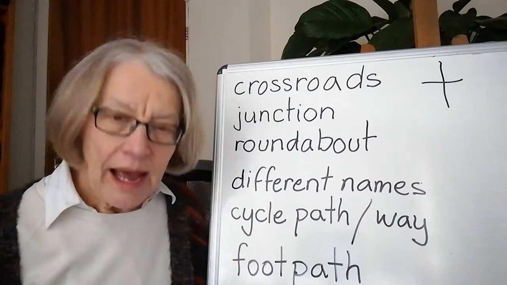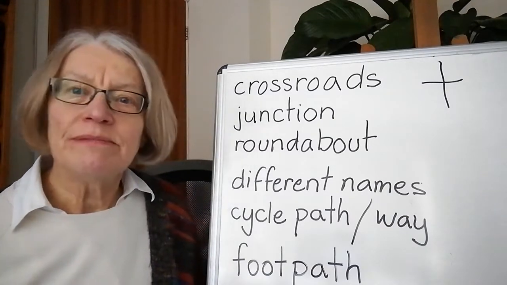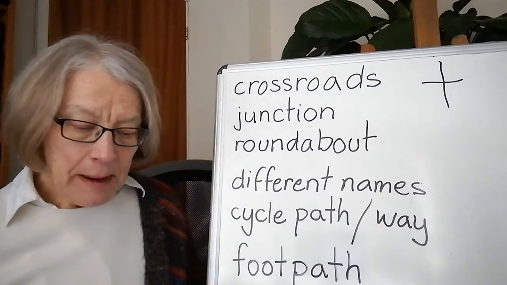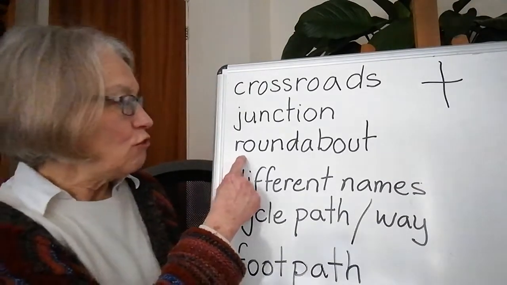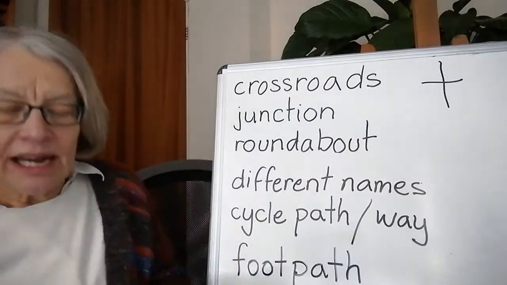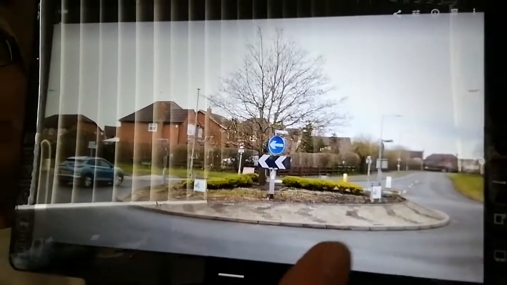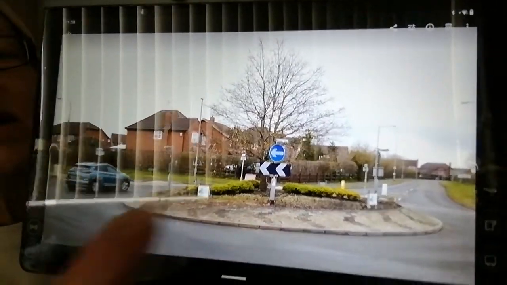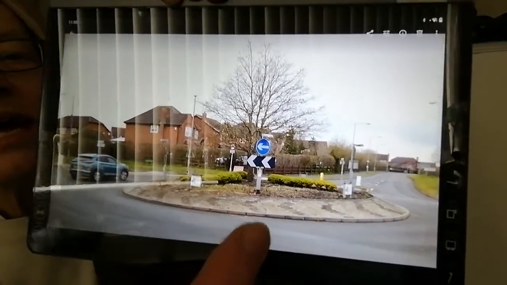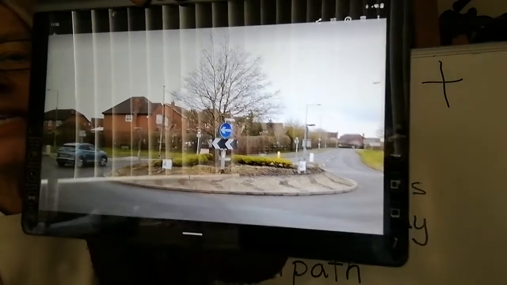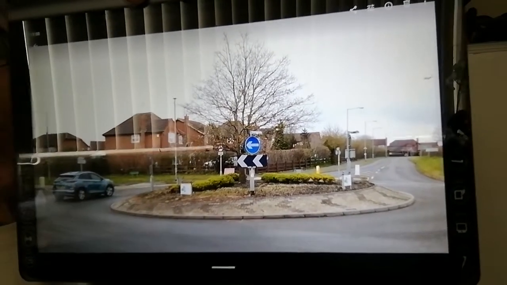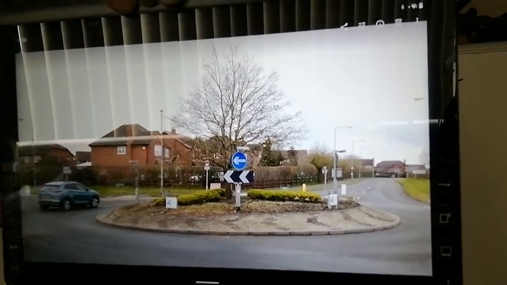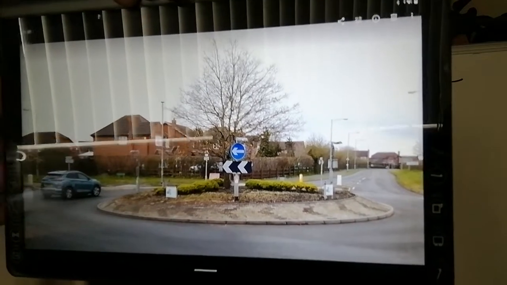Now, another kind of junction can be a roundabout. Roundabout. And I've got a picture of a little roundabout here. There we are. There is the roundabout. Can you see there's a car going round it? And that roundabout is at the junction of four roads. It's a roundabout.